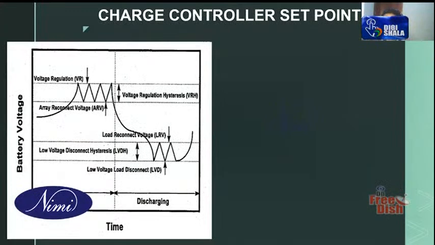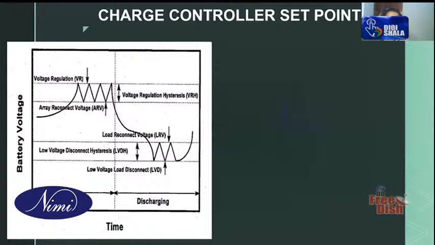Now we will discuss the solar set point. You can see a figure. There are two sections: charging and discharging. The main function of the charge controller is charging the battery or letting the battery discharge to the load through the charge controller. So how much can it allow charging? When the solar module is connected to the battery through the charge controller, your battery is getting charged. Okay, fine. Your battery is getting charged.